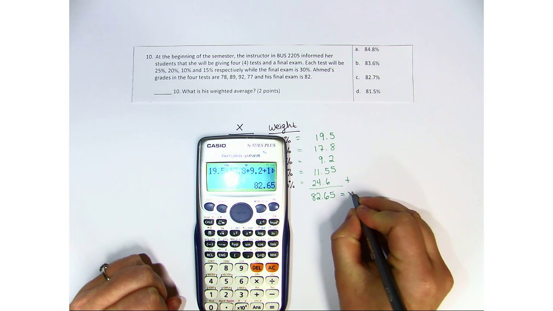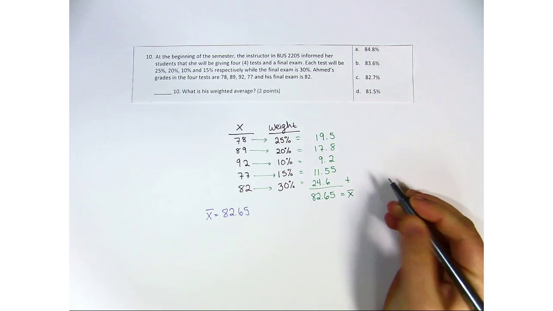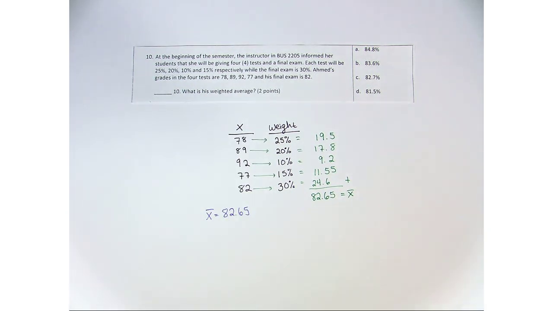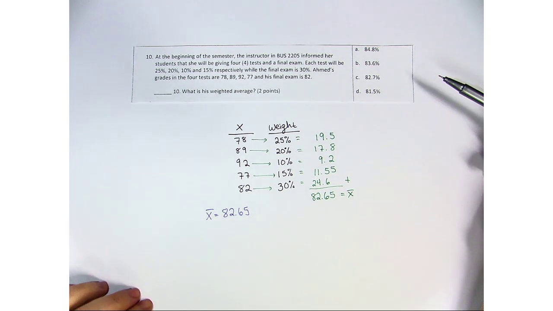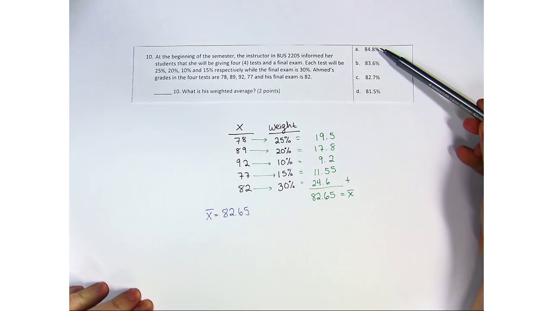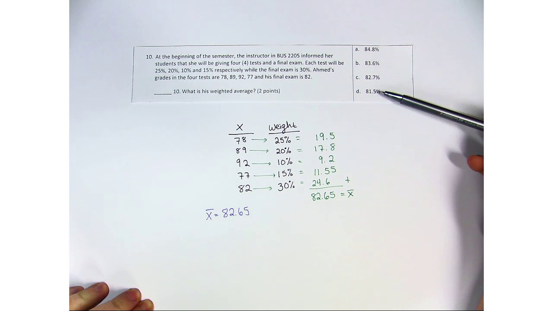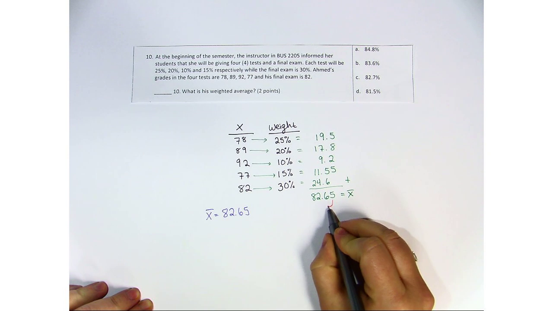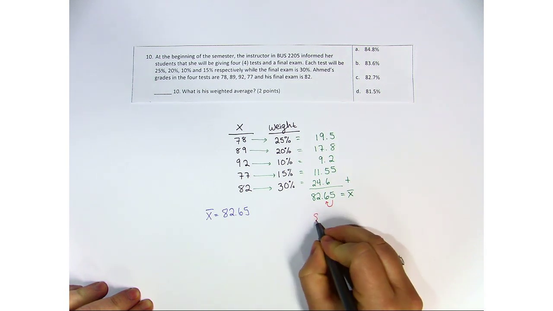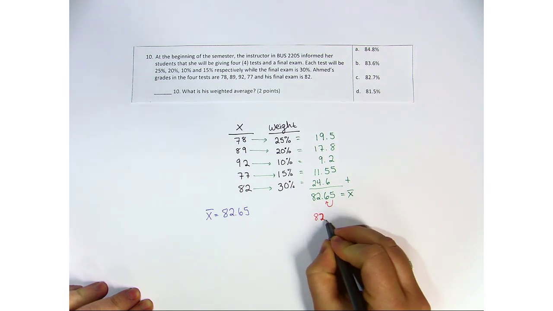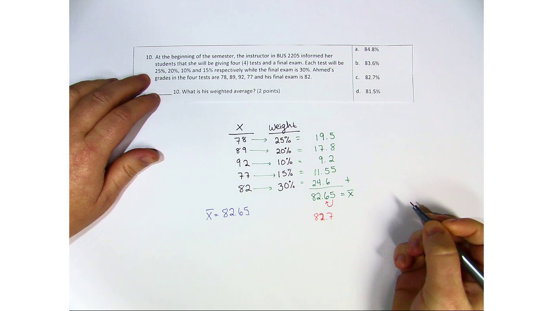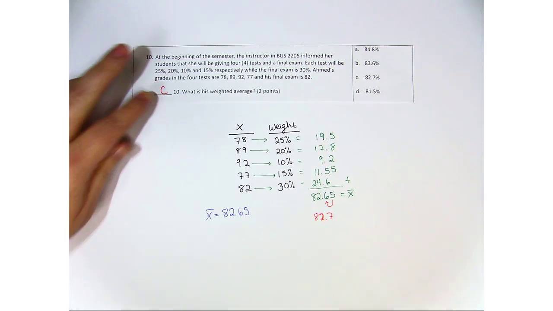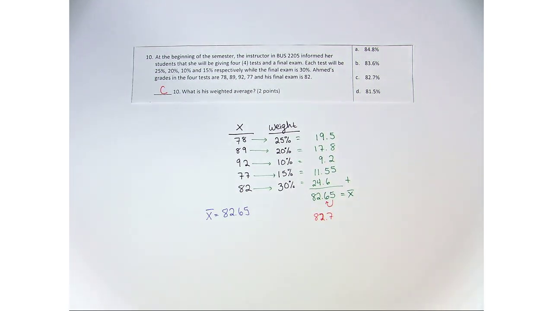82.65 as our mean. So you see there are 2 different ways to get this, but both will result in the same answer, 82.65. Now if we look at the weighted average, we have 84.8, 83.6, 82.7, and 81.5. Because it's 82.65, the 5 makes the 6 round up, so it comes out to be 82.7. So the weighted average is C, 82.7.